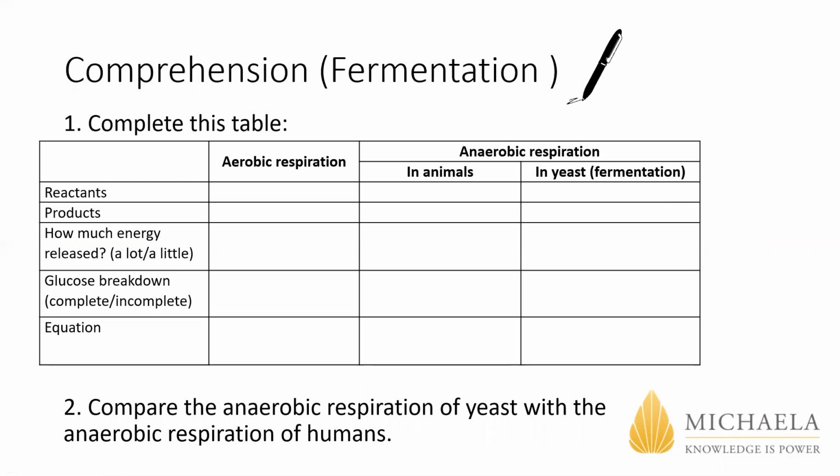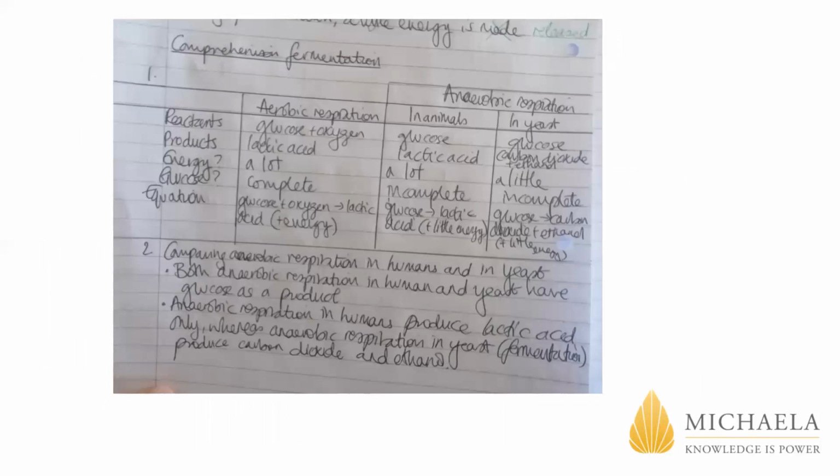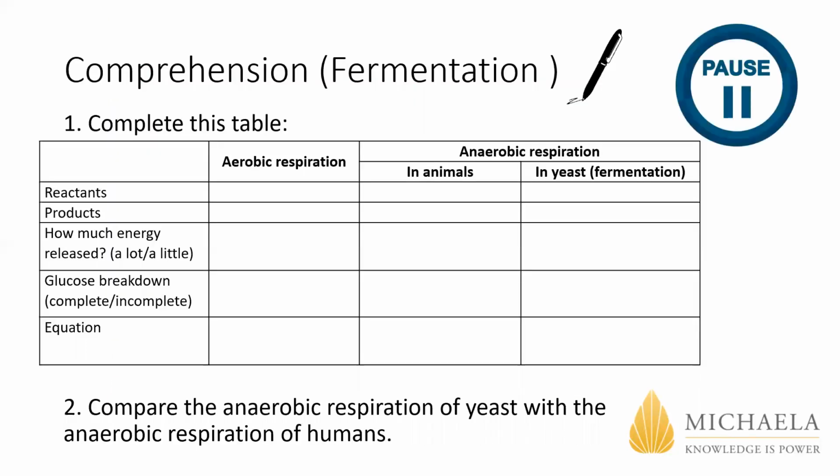So this is our final comprehension. You're writing comprehension, fermentation, and underlining this title. You complete the table. You can draw out the table, because I have it like this, and fill in the gaps. And you are testing yourself. Have you learned everything on here? And there's two questions here.